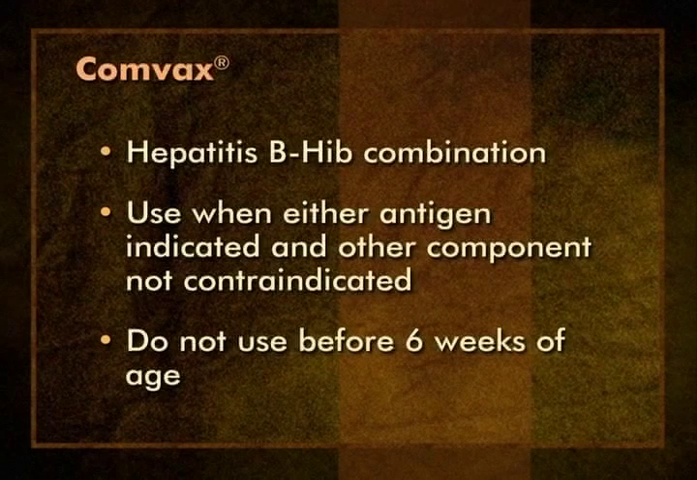As we discussed earlier, HIB vaccine should not be given to infants before 6 weeks of age because of the potential of immune tolerance to HIB. So COMVAX also cannot be used in infants younger than 6 weeks of age. That means it cannot be used when an infant receives hepatitis B vaccine at birth or at 1 month of age.